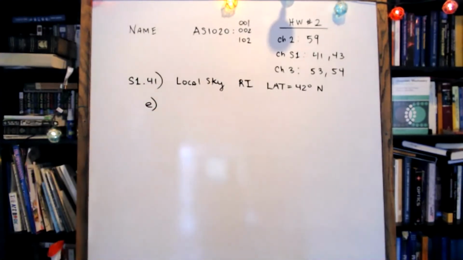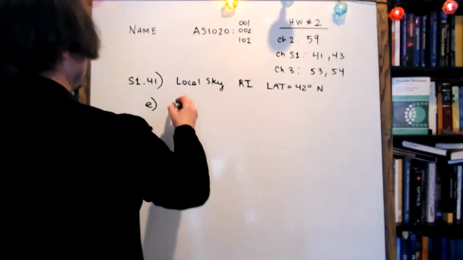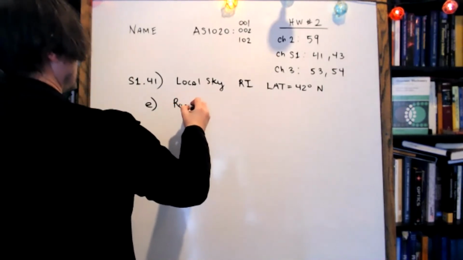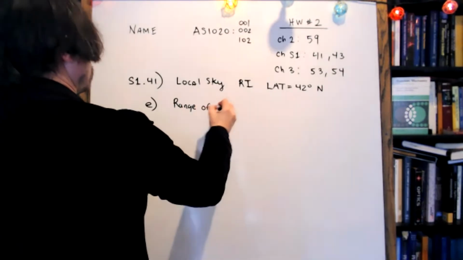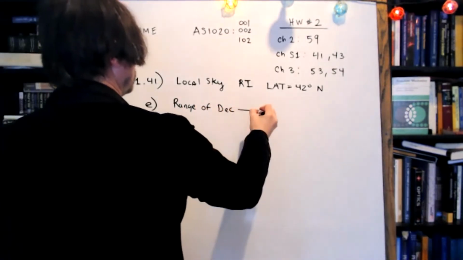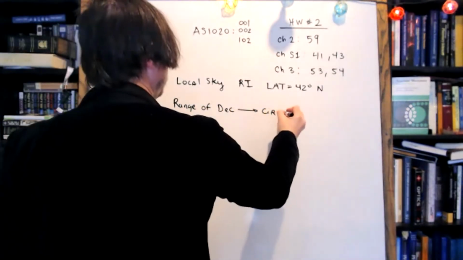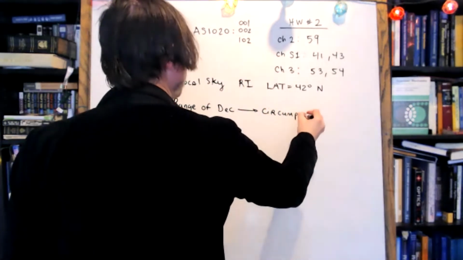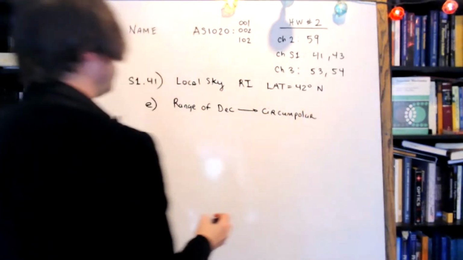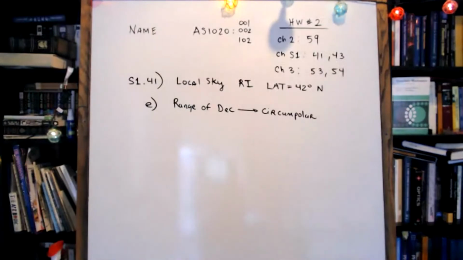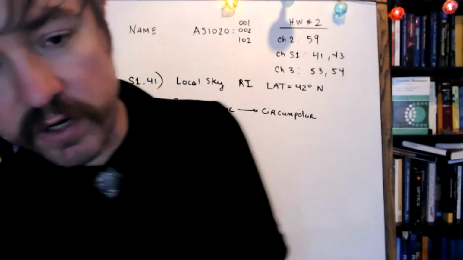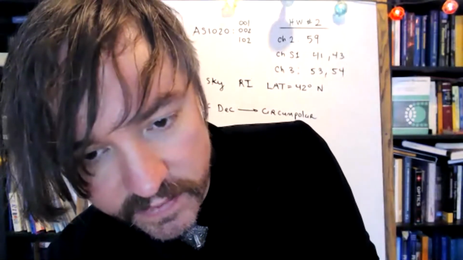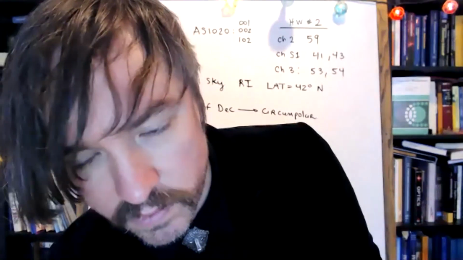Gotcha. E, what range of declinations makes a star circumpolar in your sky? Do you guys remember what circumpolar means? I don't. Circumpolar stars never rise or set. Oh, that's right. They're always in the sky.